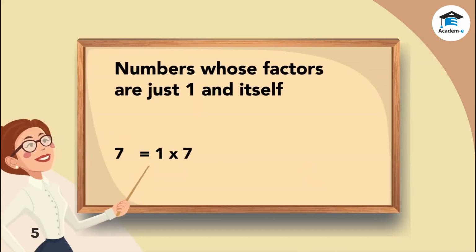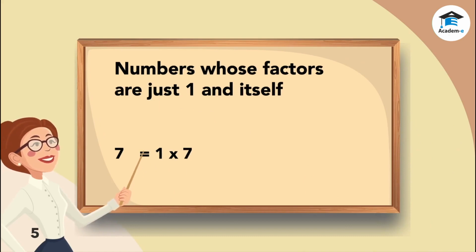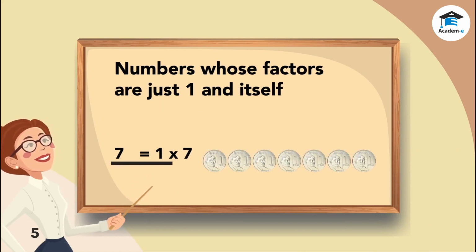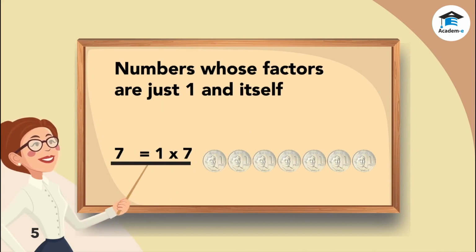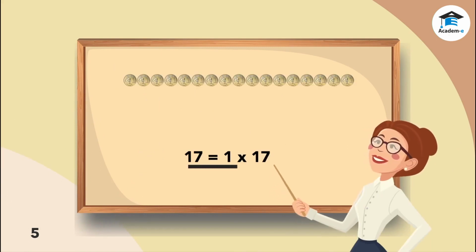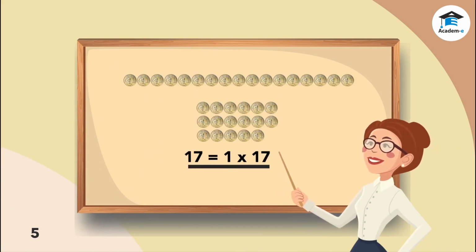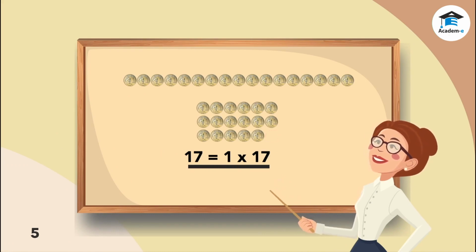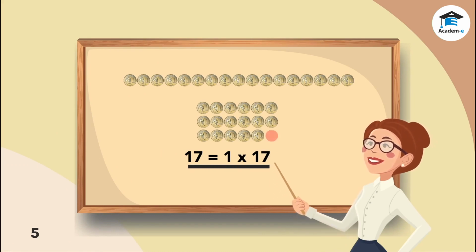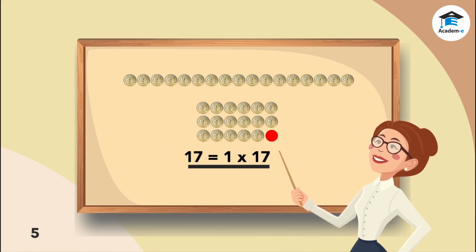Here are 2 more examples of numbers with just one pair of factors. 7 equals 1 times 7. 17 equals 1 times 17. Notice that there's no other way to rearrange these numbers of coins into rows with equal numbers of coins in each row.